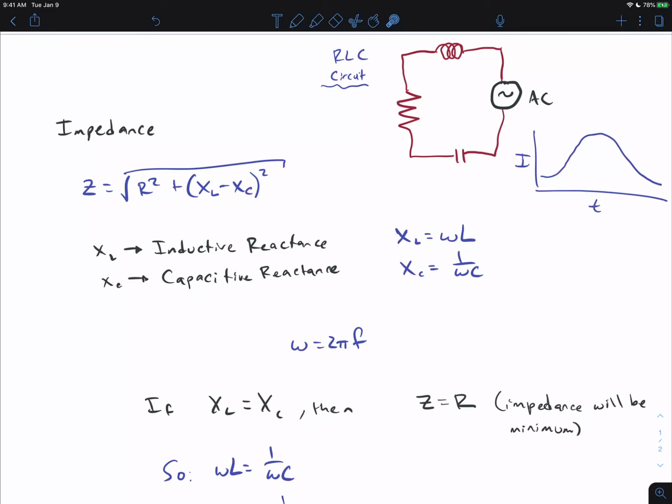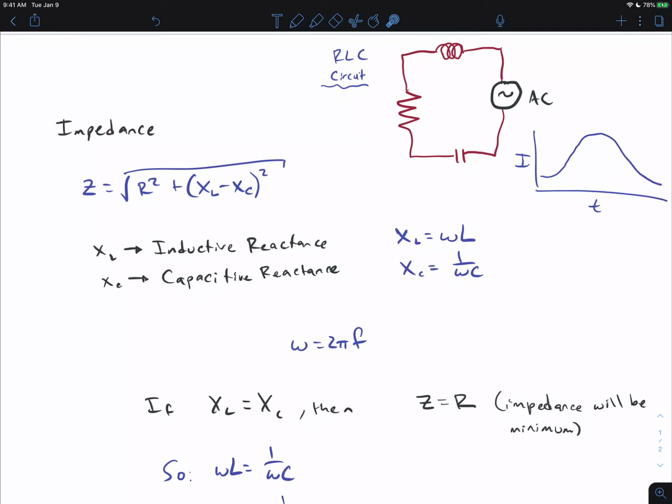So here we can see if I just cover up this part here, then you'll see that if I didn't have an inductor, I didn't have a capacitor, well then my impedance would just be the square root of R squared, so that would cancel and just give me R. So my impedance would just be my resistance if I didn't have these things in here.